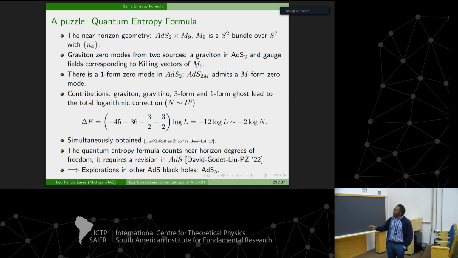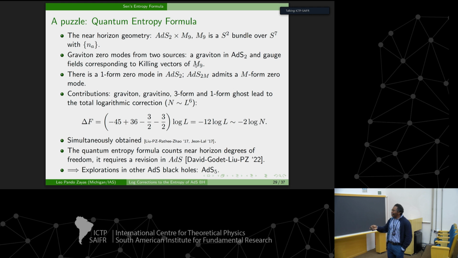This near horizon result was also done by Liu, Pando Zayas, Rathee, and Zhao, with the same answer, but it does not agree. What we now understand, and this is one of the lessons that I advertised at the beginning, is that if you want to understand the quantum entropy formula, it really counts near horizon degrees of freedom, but in AdS, you might have zero modes that are not localized near the horizon. These are global modes that you need to include if you want to have agreement with field theory.